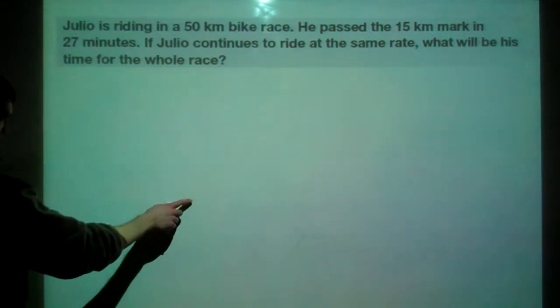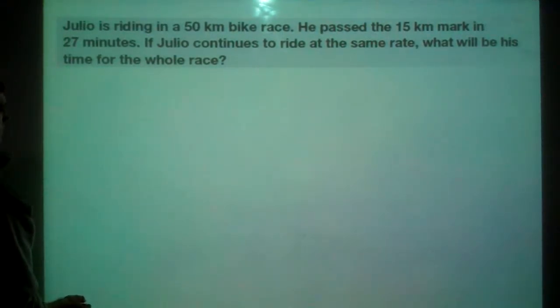We once again have two options here. We could figure out his unit speed, or figure out his kilometers per minute. Or we could set up a table. So it doesn't really matter, we can do either one. I'm going to go ahead and choose the table route.